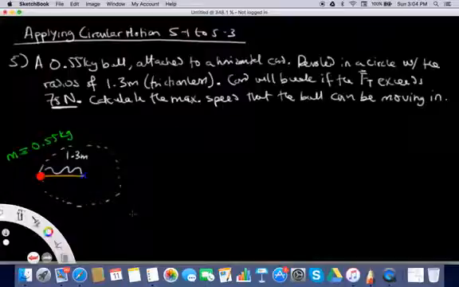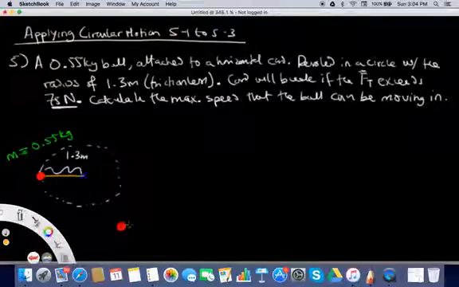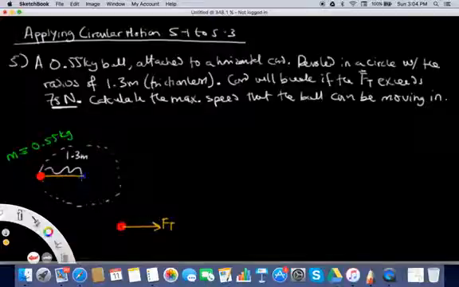So say that this is the ball. If we were to draw a free body diagram, if you guys remember what those are, we would have a tension force, an Ft force, going radially inward. Okay, it's going radially inward.